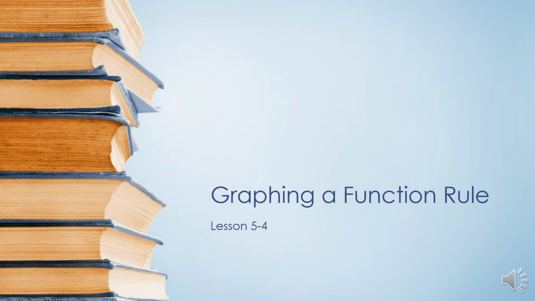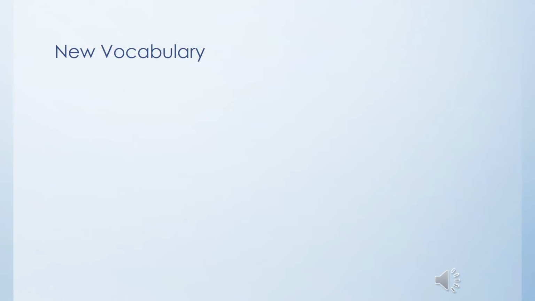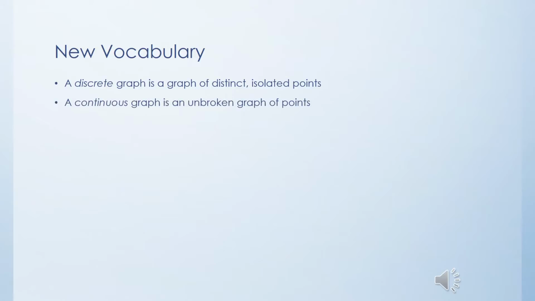This is lesson 5-4, graphing a function rule. Here's some new vocabulary for this lesson. A discrete graph is any graph of distinct, isolated points that are not connected. A continuous graph is an unbroken graph of points. In other words, points that are connected to each other.